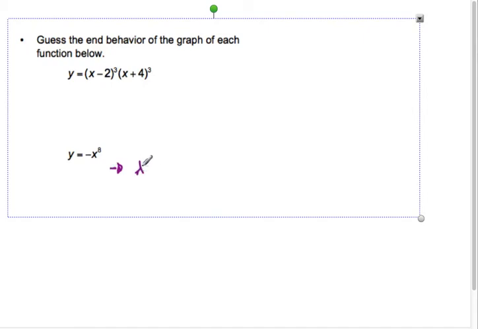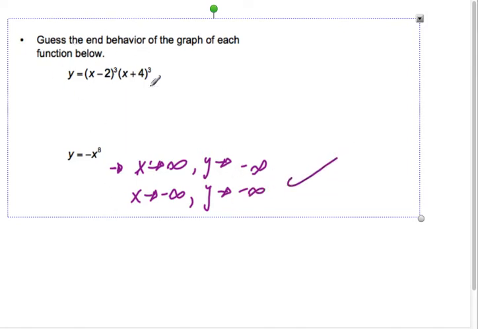So we could say as x goes out to infinity, y would have been going up since it's even, but now it's going to be pointing to negative infinity. And as x goes to negative infinity, it would have been going up because it's even, but it's upside down because of the negative. y is also going to negative infinity.